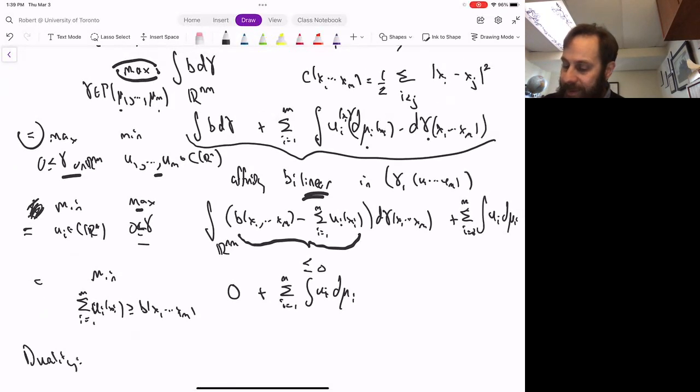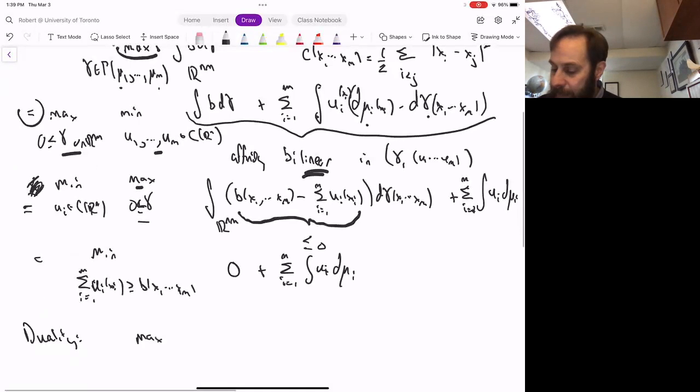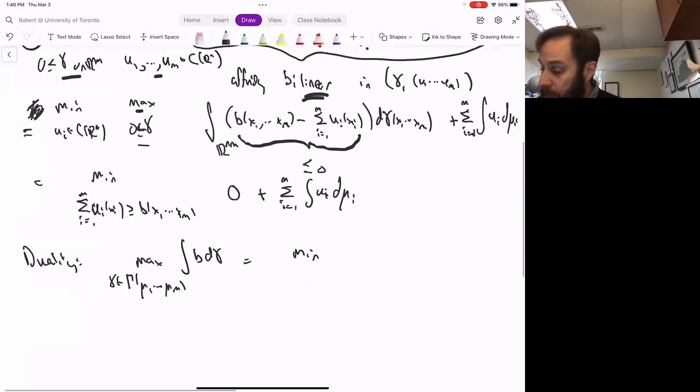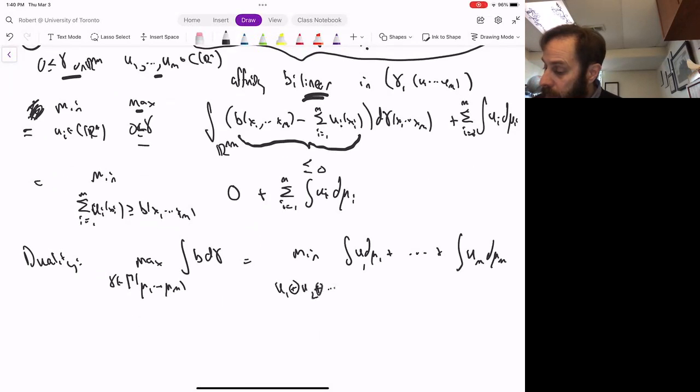I'll summarize. Duality says that the max of the integral b d gamma over all gammas with fixed marginals is equal to the min of the integral u1 d mu1 plus ... plus um d mu m, over all functions u1, u2, all the way up to um, such that the sum dominates b. That's the duality statement here.